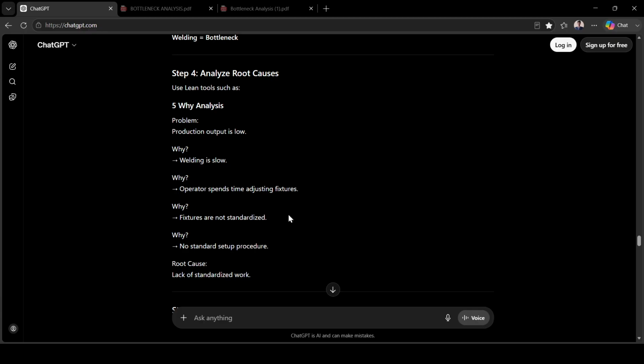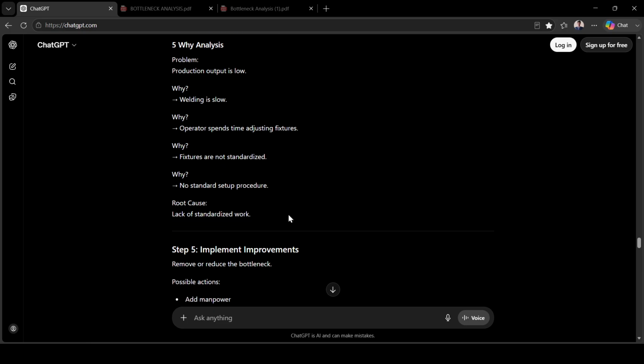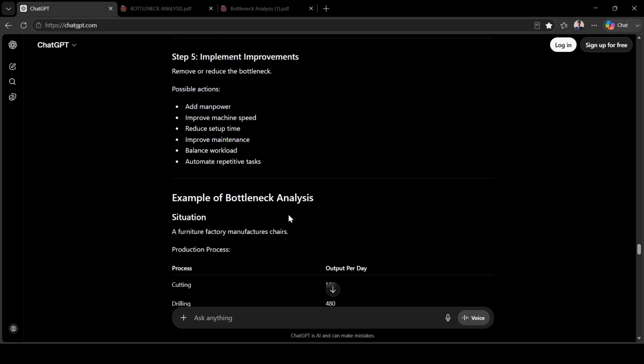Why? Fixtures are not standardized. Why? No standard set of procedures. Root cause: lack of standardized work. Then step 5.